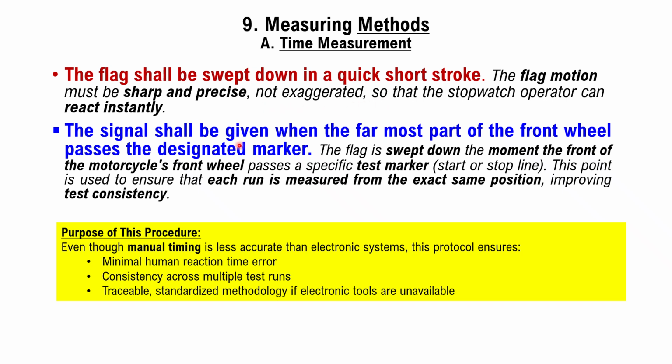The signal shall be given when the farthest part of the front wheel passes the designated marker. The flag is swept down at the moment the front of the motorcycle wheel passes the specified test marker, start or stop line. This point is used to ensure that each run is measured from the exact same position, improving test consistency and the accuracy of the measured difference.